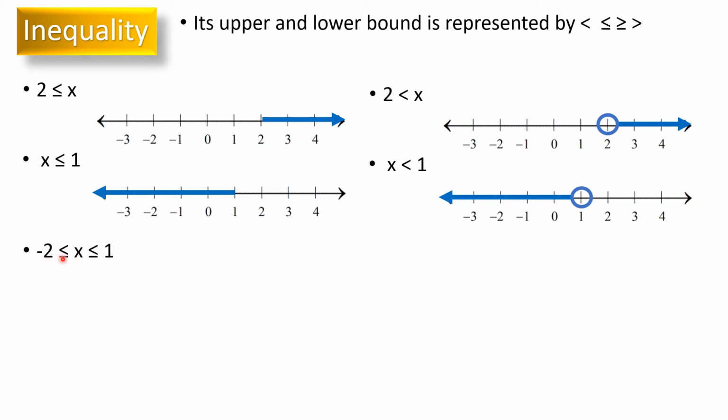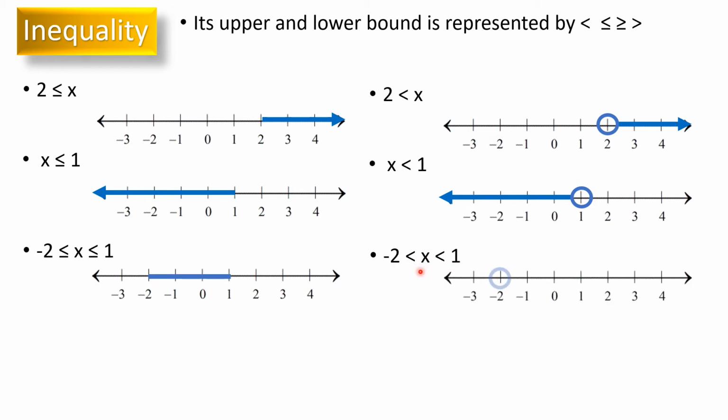Negative 2 smaller than or equal x, smaller than or equal 1. Start from negative 2 and end at 1. Okay, x is bigger than negative 2, smaller than 1. No equal here, not smaller than or equal. So we don't have 2. We'll start at negative 2, but we don't have it, and end at 1. And we also don't have it.